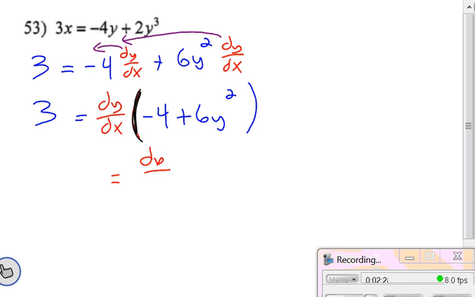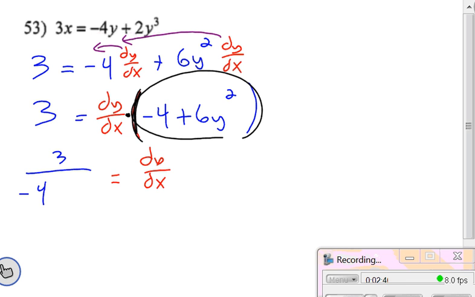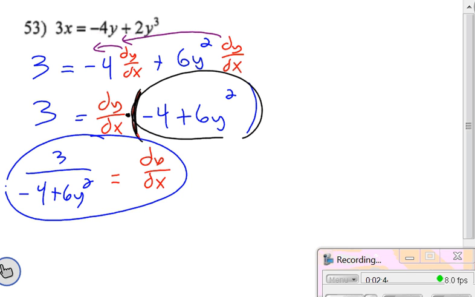dy dx on the right here. What's holding these two things together? Multiplication, so we'll divide all of this, gets divided to the other side. 3 divided by 6y squared. There's our derivative. That's our answer.